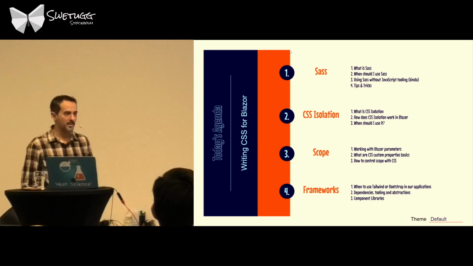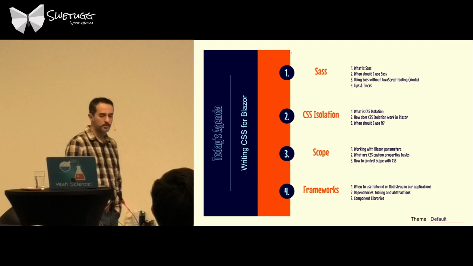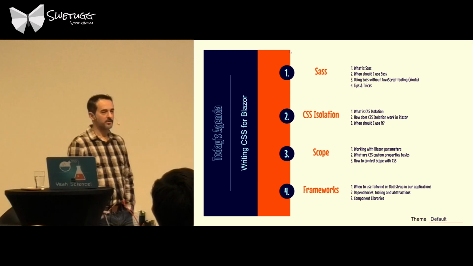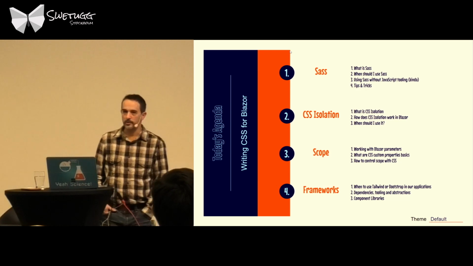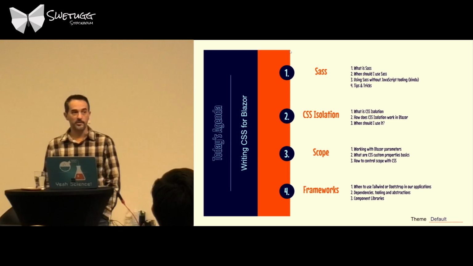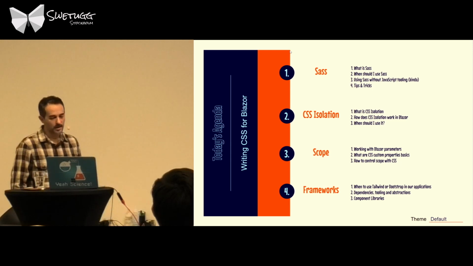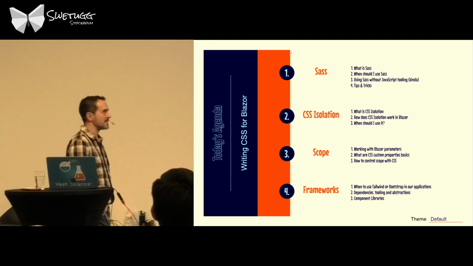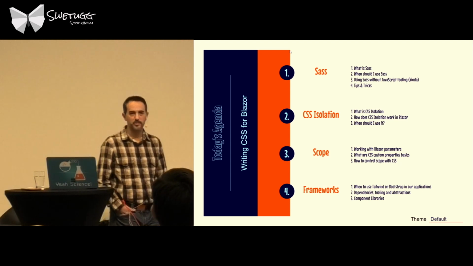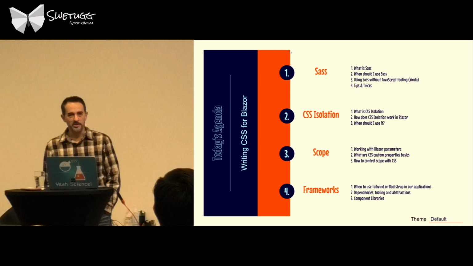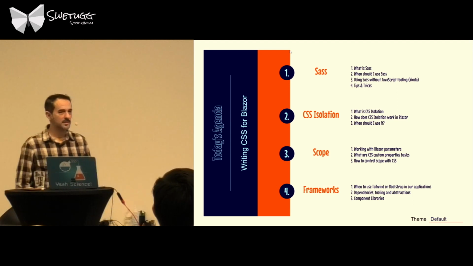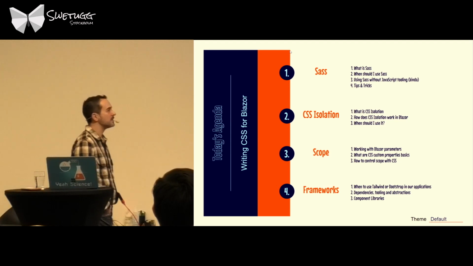There's kind of four main areas I've broken this down into. We'll talk a little bit about Sass, what it is, why you should use it, and how to use that in a .NET environment. We'll talk about Blazor's CSS Isolation, which is a feature of Blazor. What does it do exactly? How does that help or hurt us with our CSS?